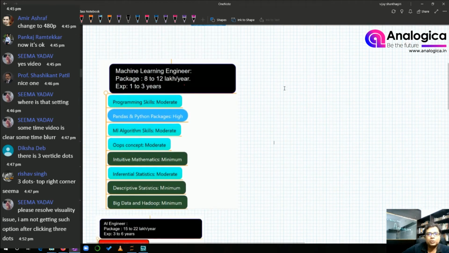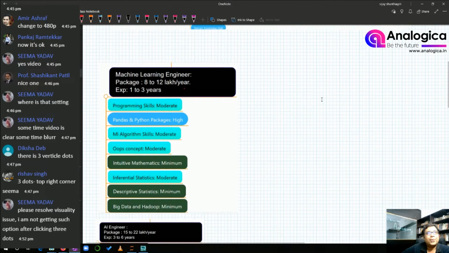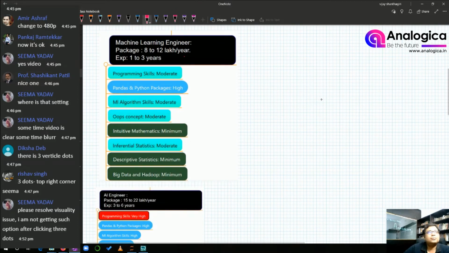We are getting into the business end of things now. This is important, you don't want to miss this. For machine learning engineer, the entry-level package you can expect is roughly 8 to 12 lakh per year, and experience is from 1 to 3 years.